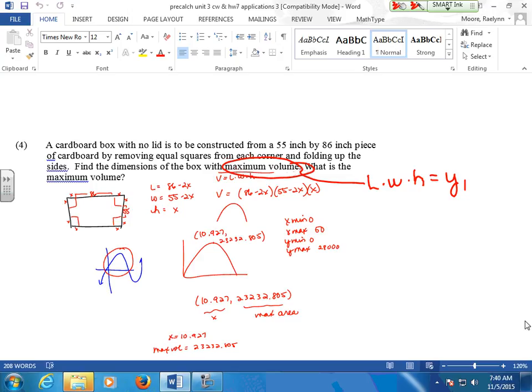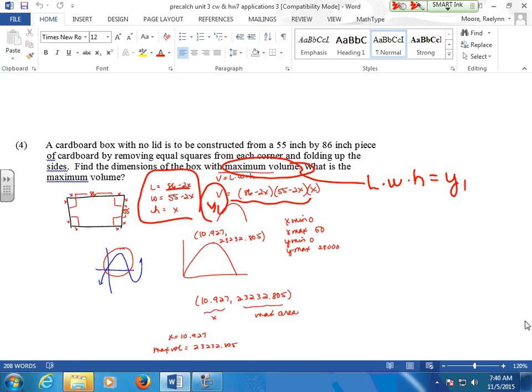So now, my length is 86 minus this x minus this x, so minus 2x. My width is 55 minus x minus x. My height, when I pull up my sides, what is my height? X, right? It's the piece that I pulled up there, x. So I have my 3 pieces, and I plug them into my y1. That's going to give me my volume, and I graph. And again, you're not looking at a big piece of x, because it can't be close to 55. You would never make a box out of this.